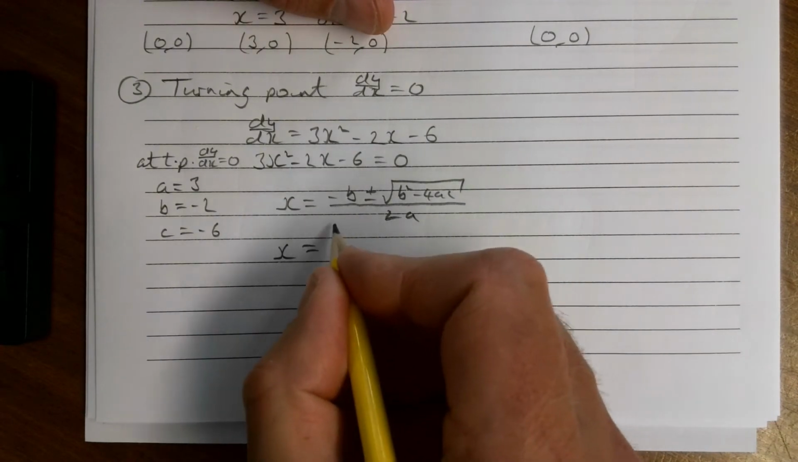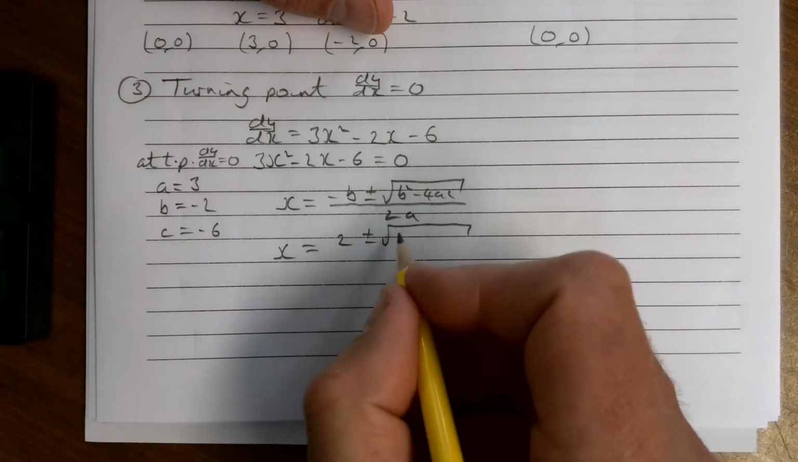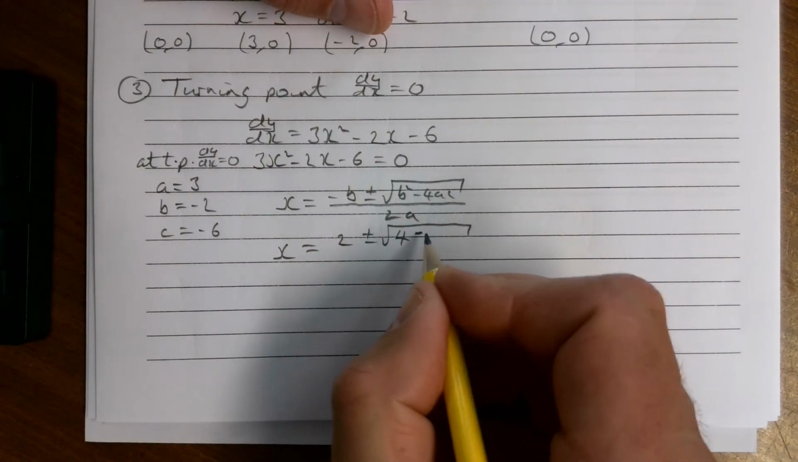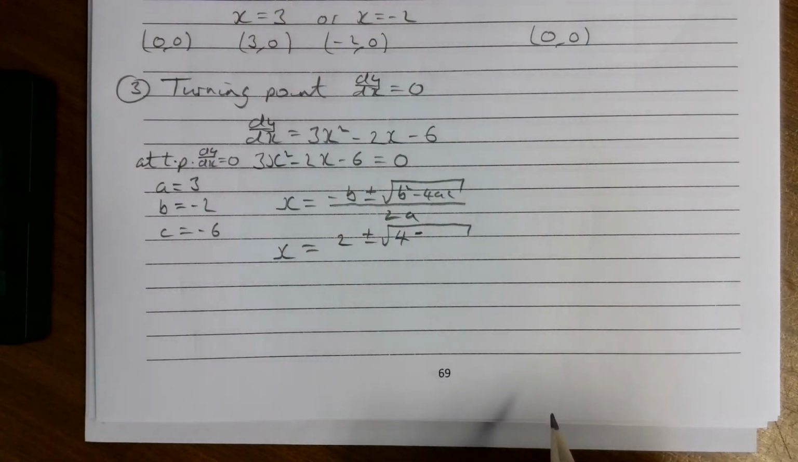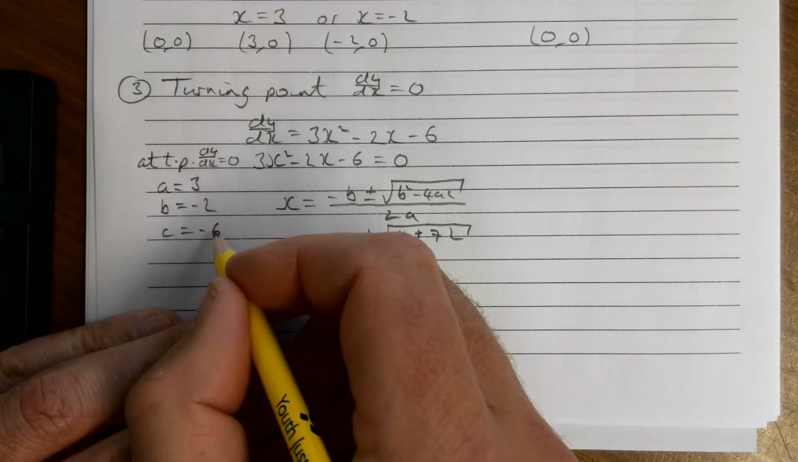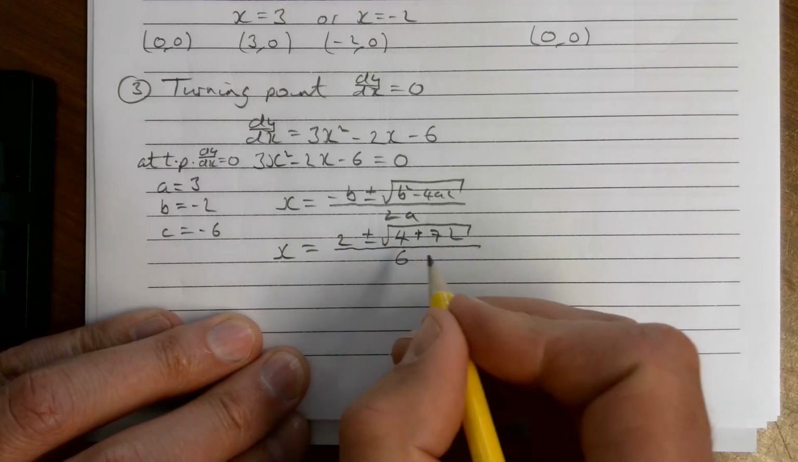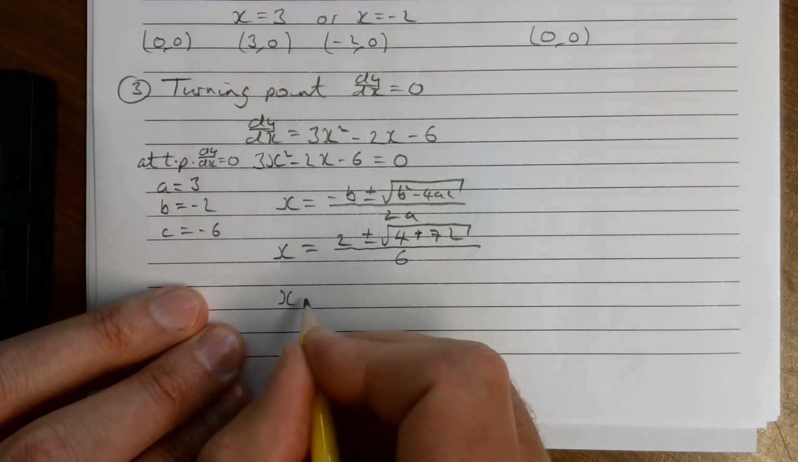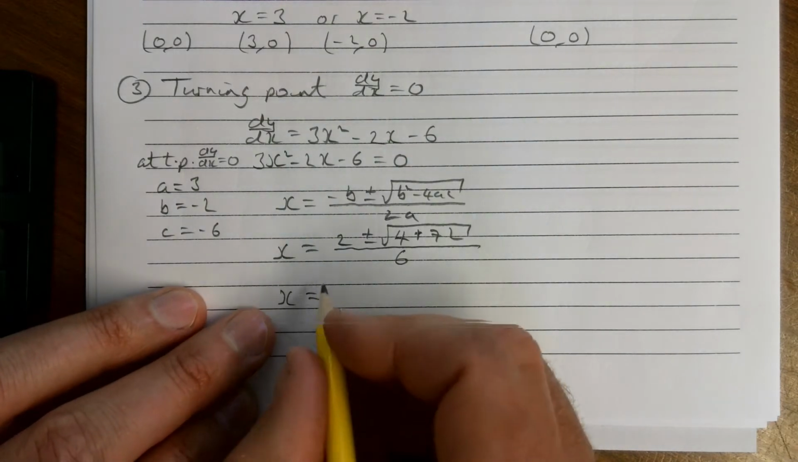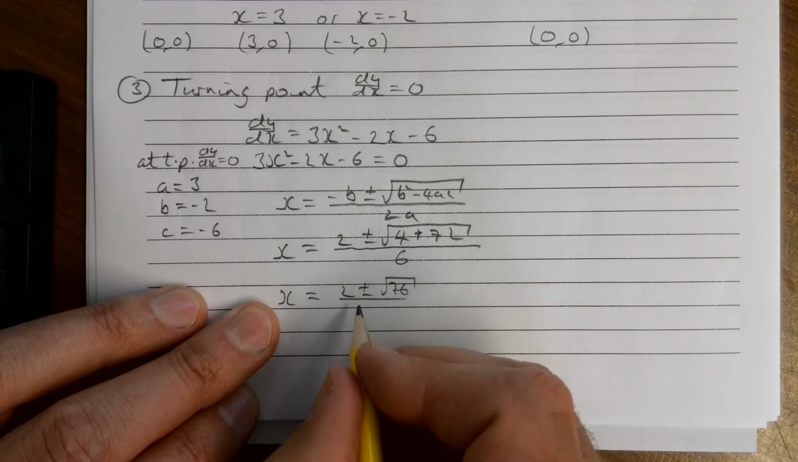So our x is going to be minus minus 2, so it's 2, plus or minus the square root. Be careful here, minus 2 squared of course gives us 4. Take away 4ac, so 4 times a is 12, times 6 is going to be our 72, but it's actually going to be a plus 72 because our c is a negative. 3 times the minus 6 is minus 18 because we have a minus in there. Then all over 2a, which is 6. So we have x equals 2 plus or minus the square root of 76 all over 6.